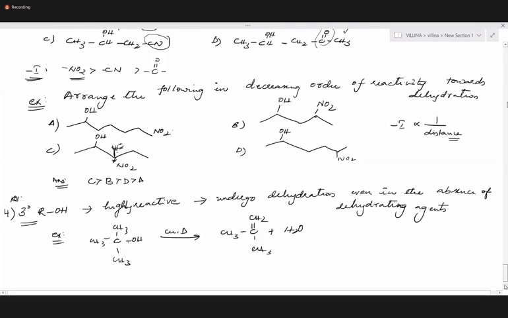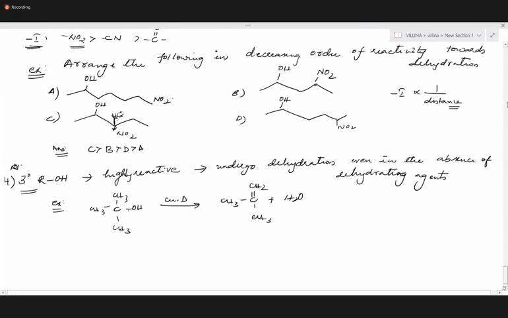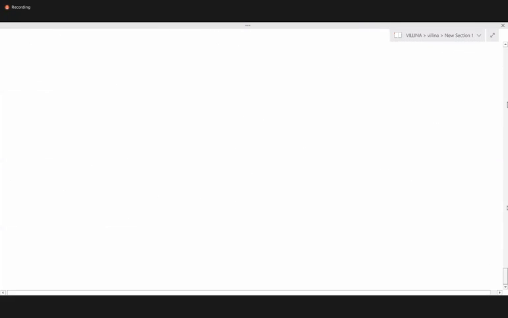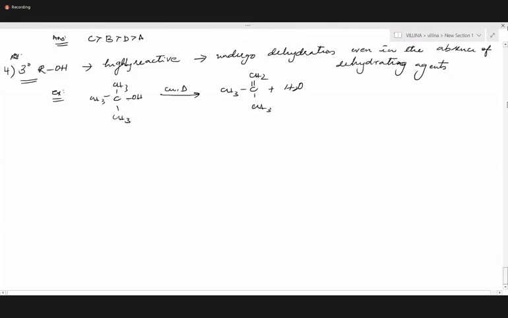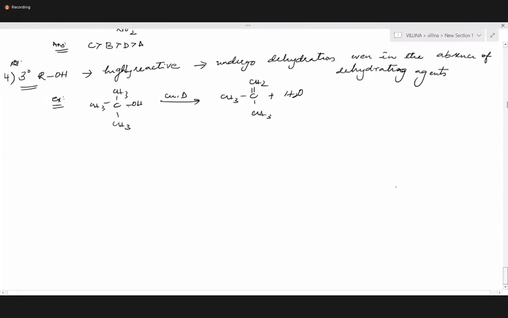Okay. So this is the second preparation method, right? Now let's see the next preparation methods of alkene. So first one was dehydrohalogenation, and now we have seen dehydration. Now let's start the third preparatory method of alkene, that is from quaternary ammonium compounds.